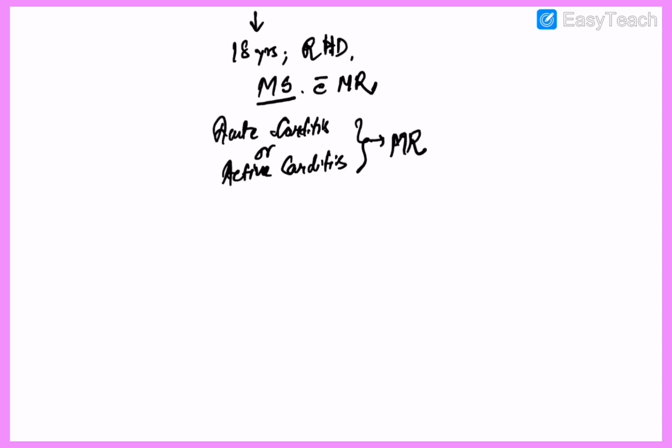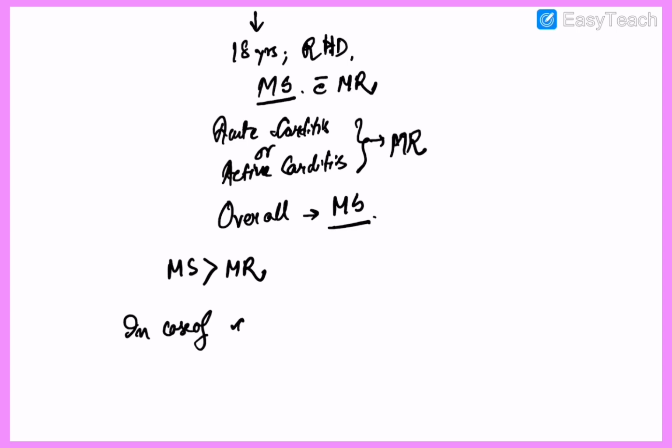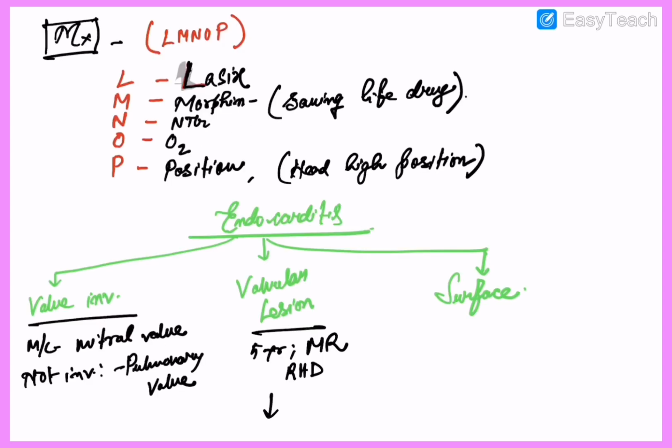And overall it is mitral stenosis. Generally, mitral stenosis is more common than mitral regurgitation, but in case of a child, MR is more common than MS, since it takes time for the valves to get stenosed. Now, the surface.